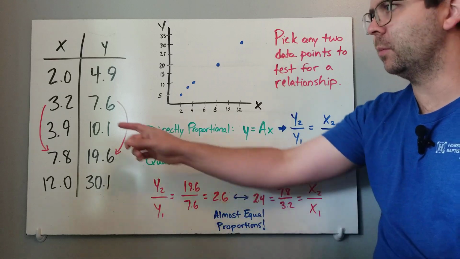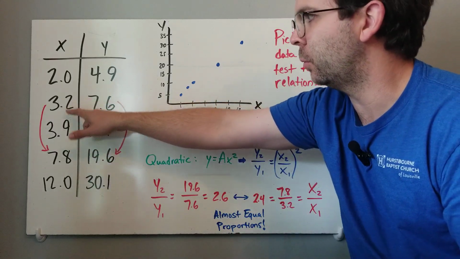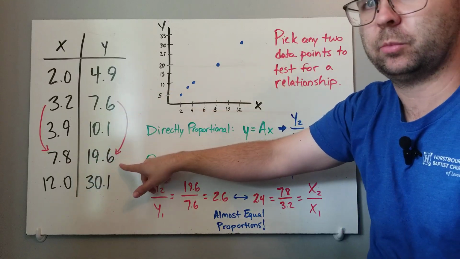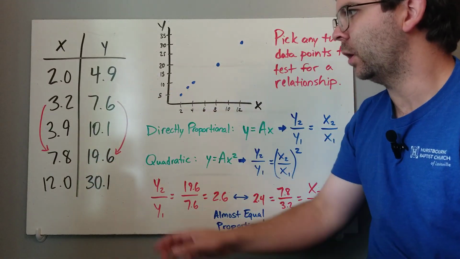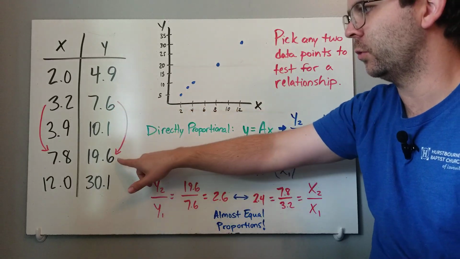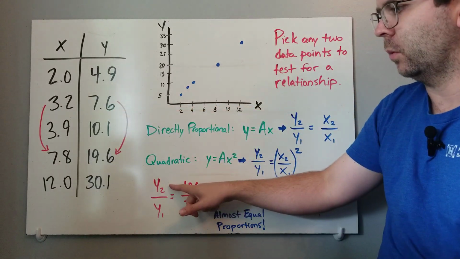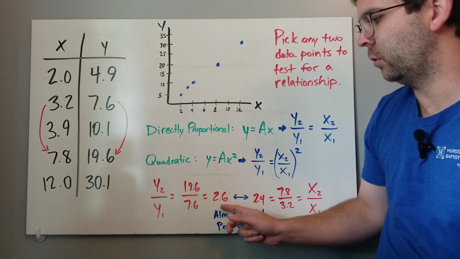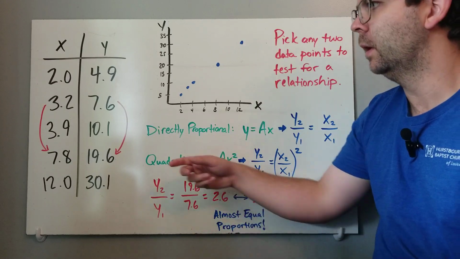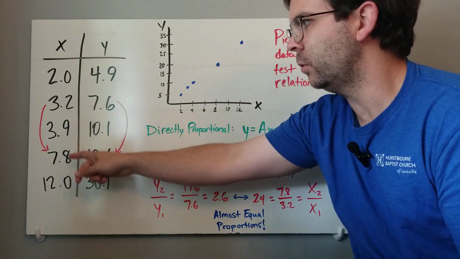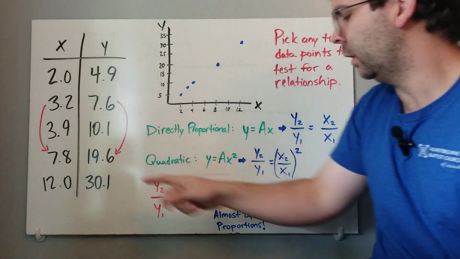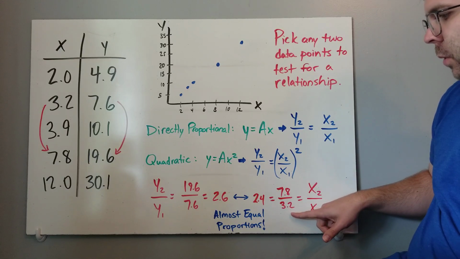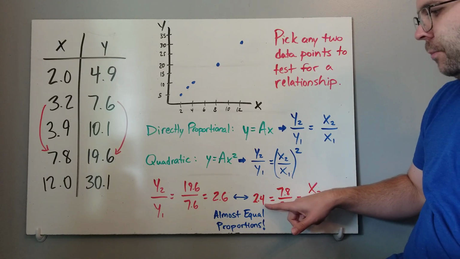So let's do it. I'm going to pick these two data points. Let's say we go from 3.2 to 7.8 for our x values, and we go from 7.6 to 19.6 for our y values. All right, so let's find the ratio of the y values first. We'll take the bigger one divided by the smaller one, y2 over y1, 19.6 over 7.6, calculator says 2.6, okay? Then let's do the same thing for the x values, x2 over x1, 7.8 over 3.2, that gives us 2.4.